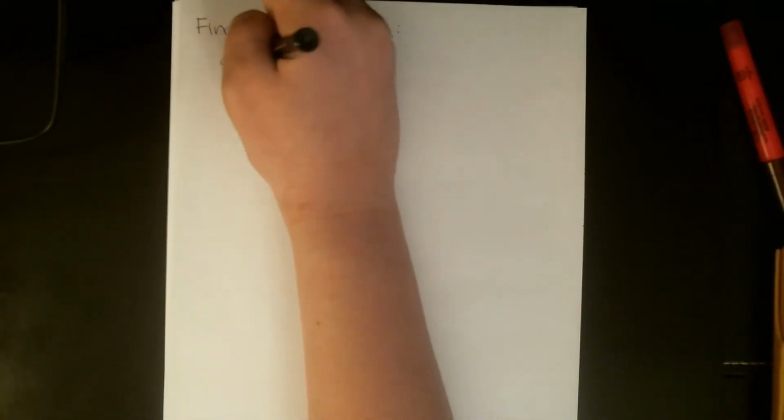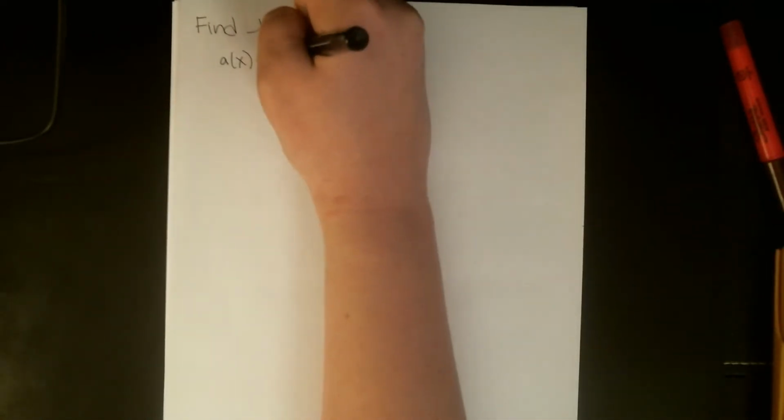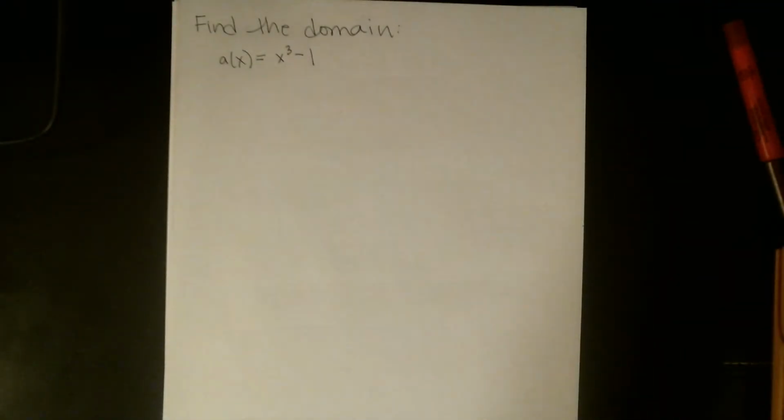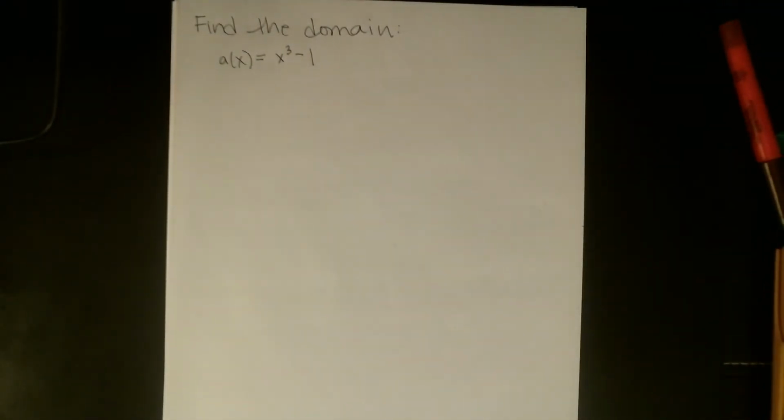Okay, first one. A of x is equal to x cubed minus 1. So really what this boils down to is it's almost always easier to ask yourself, instead of what am I allowed to plug in, what am I not allowed to plug in? So you want to be thinking about only real numbers. If anyone's worked on imaginary, we are not doing imaginary numbers in this class. So do not even worry about that.